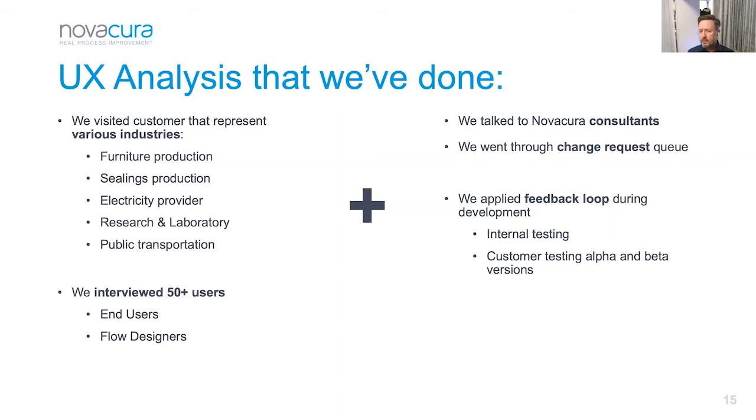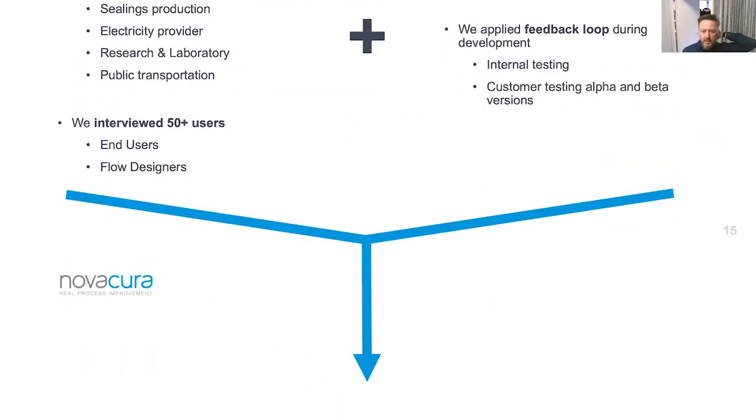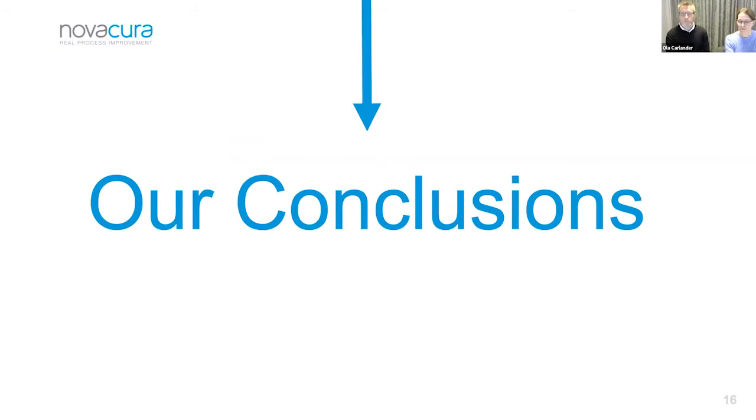And we also applied a feedback loop during the development process, which means we involved our customers and our internal consultants in the development process. All of that to get a better understanding of what our real users really need. So when we did that, we gathered several conclusions. And to tell you more about it, now I hand over to Ola Carlander.